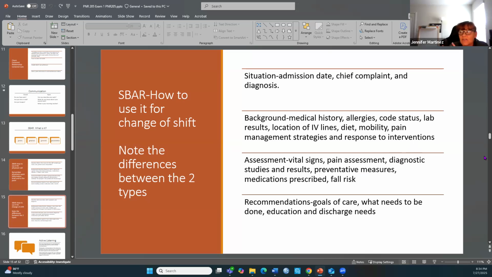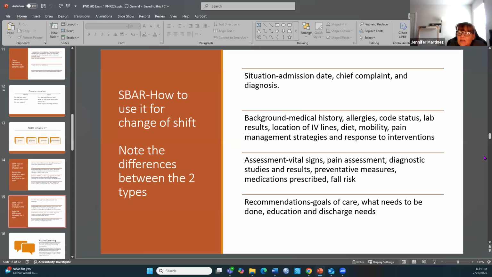Background: medical history, allergies, code status, lab results, IV lines, diet, mobility, pain management, response to interventions. That's in your background. What we would focus on was what's the medical history that is going to be the most pertinent, right? I don't need to know that he had his gallbladder removed 20 years ago, because that's not necessarily pertinent to this admission. Allergies, code status, lab results, those are going to be more pertinent.